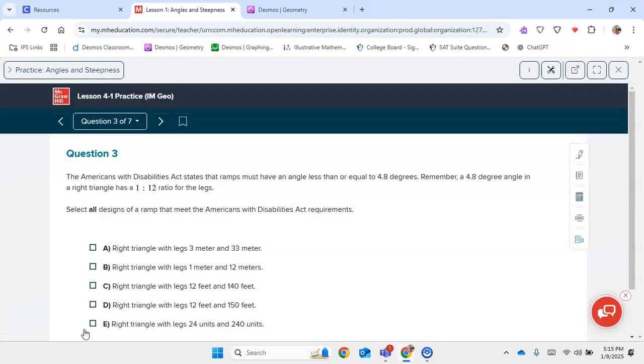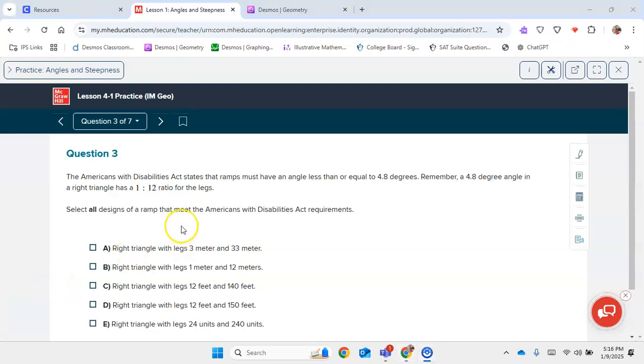Question 3. The Americans with Disabilities Act states that ramps must have an angle less than or equal to 4.8 degrees. Remember, a 4.8 degree angle in a right triangle has a 1 to 12 ratio for the legs. Select all designs of the ramp that meet the Americans with Disabilities Act requirements.